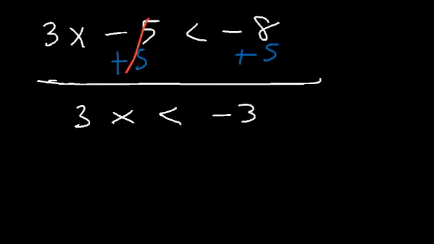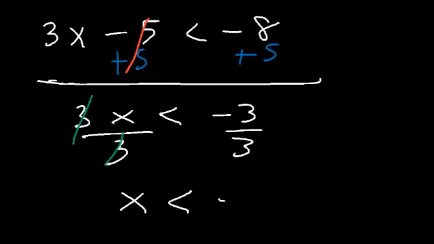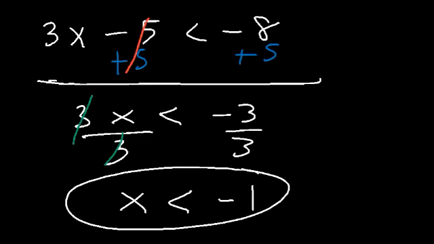So now what's our next step? How can we separate the 3 from the x? Since 3 is multiplied by x, to separate, you need to perform the opposite of multiplication, which is division. So we need to divide both sides by 3. 3 divided by 3 is 1. So on the left side we have 1x, or simply x. -3 divided by 3 is -1. So this is our answer. x is less than -1. In interval notation, we can write it as -infinity to -1 in parentheses.